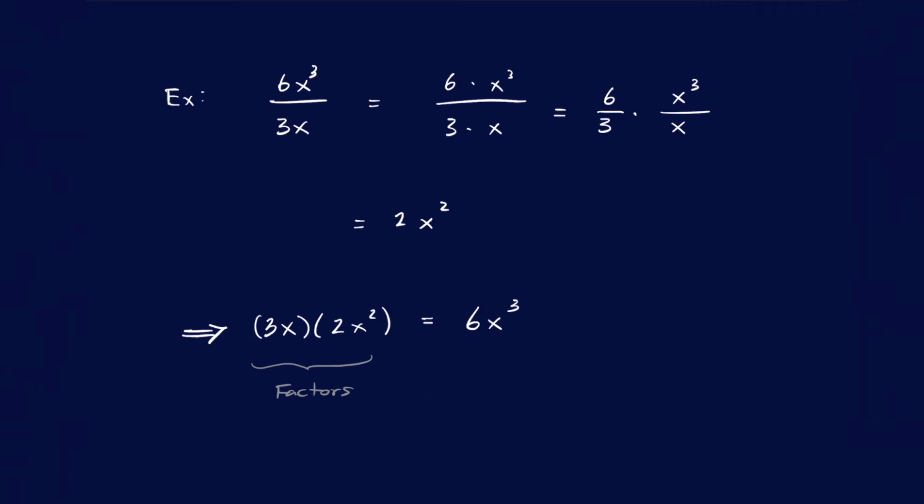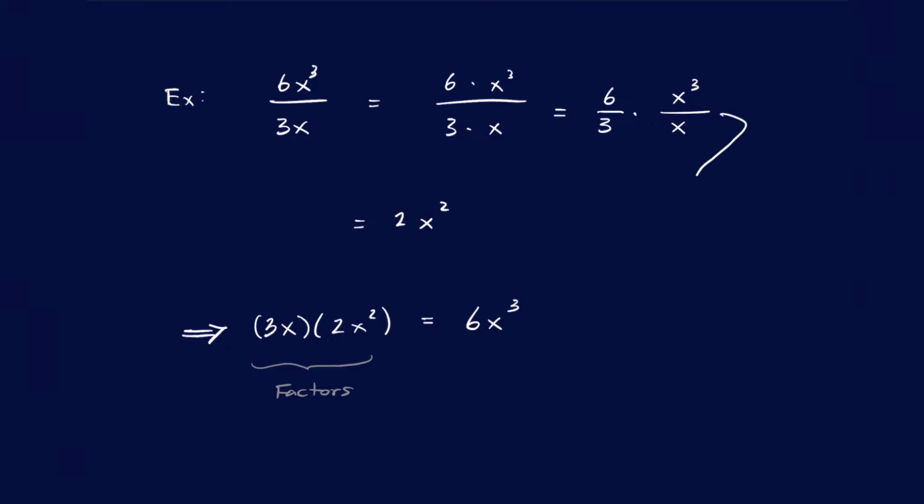So for example, if we want to divide 6x cubed by 3x, what we can do is break up the coefficients into 6 and 3 and the variables into x cubed and x. And then we're just going to divide these two coefficients and these two variables. So when we divide 6 by 3, we get 2. And when we divide x cubed by x, we get x squared.